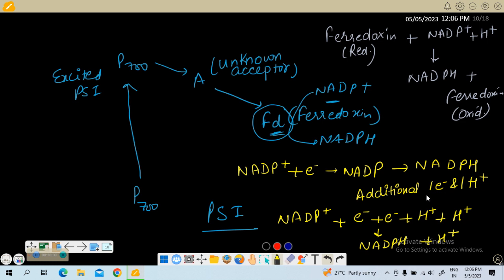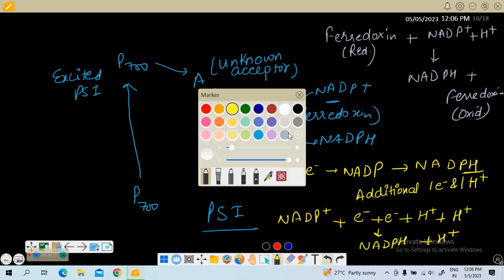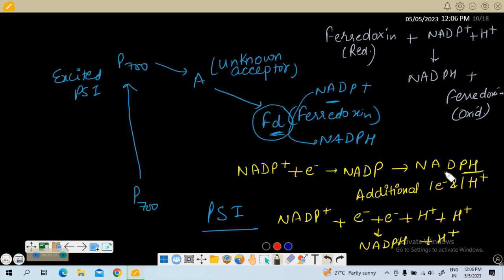Why are two additional electrons required? Because we make it in reduced form, wherever H is there. That means it's in reduced form. They can write NADH or NADPH. We just have to look for this hydrogen H. They can write NAD or NADPH.